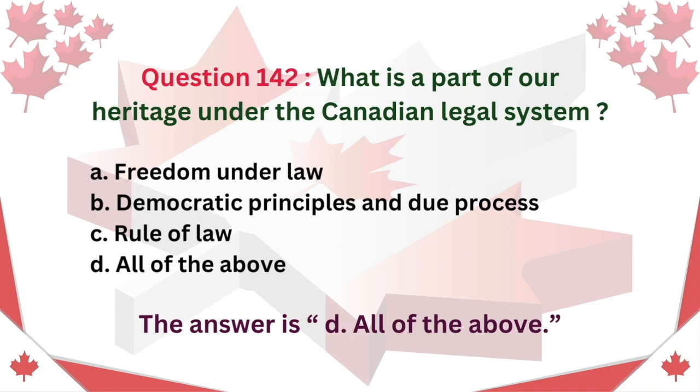Question 142. What is a part of our heritage under the Canadian legal system? A. Freedom under law. B. Democratic principles and due process. C. Rule of law. D. All of the above. The answer is D. All of the above.